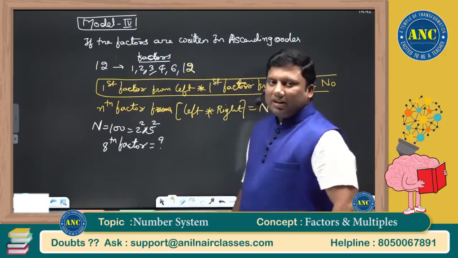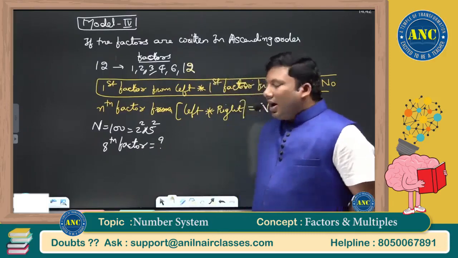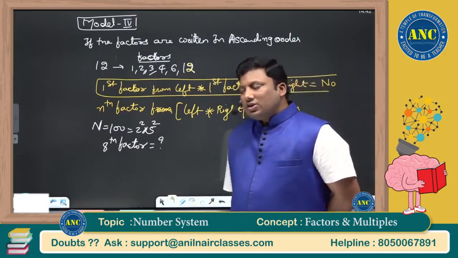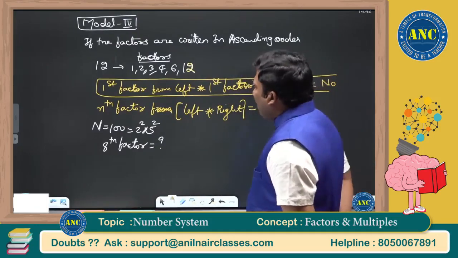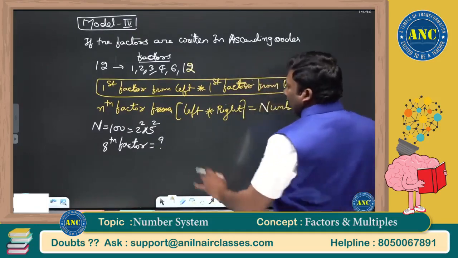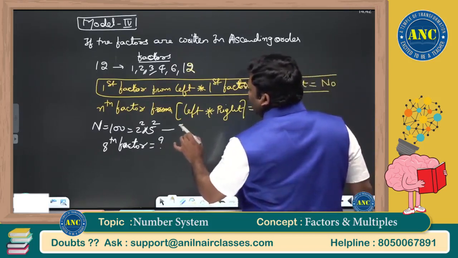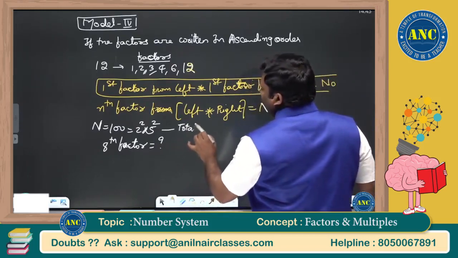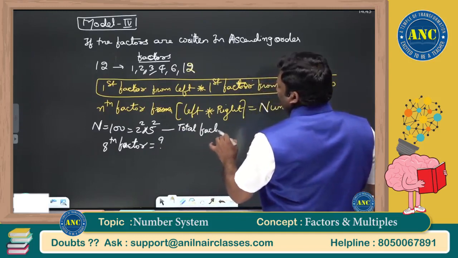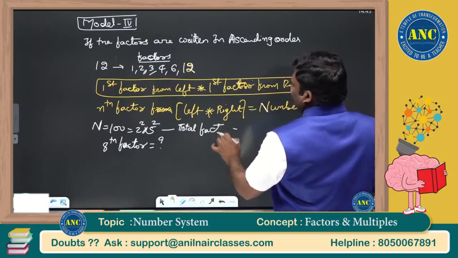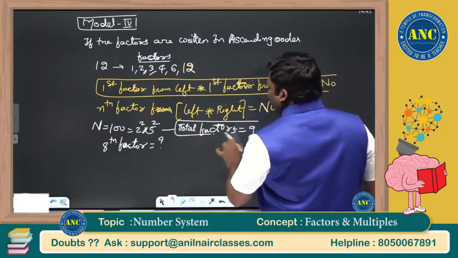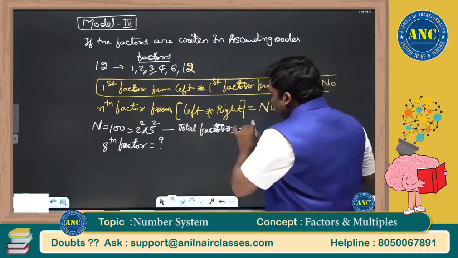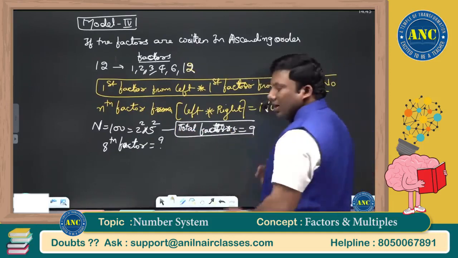There is a number 100. 100 in prime basis can be written as 2 square into 5 square. Find the eighth factor. Factors are written in ascending order. How many factors are there for this number? Total factors will be 3 into 3, it is 9. Total factors for this number are 9.